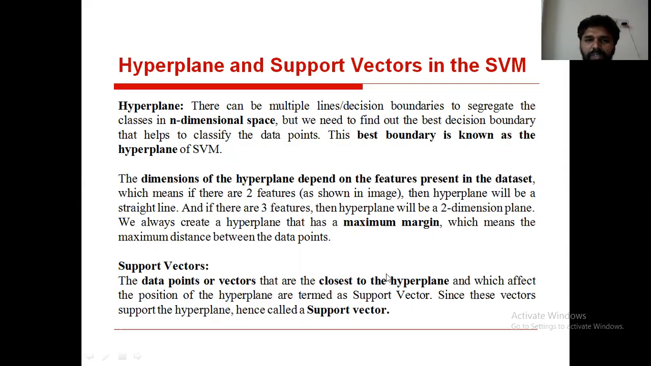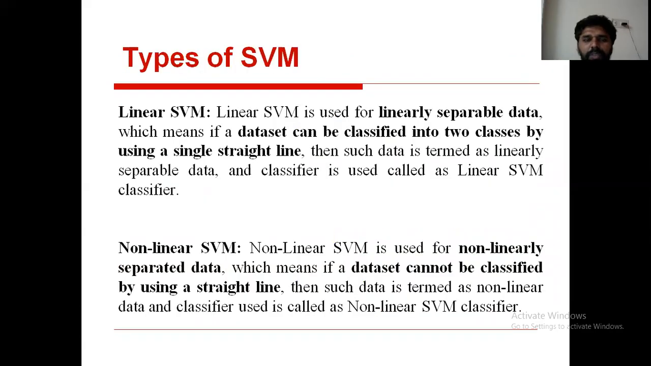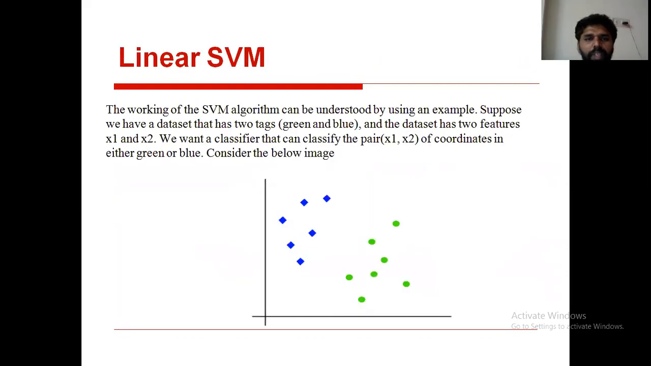Now coming to the next one. In the last video, I already discussed the types of support vector machines. Support vector machines are classified into two types: linear support vector machines and non-linear support vector machines. We will discuss linear support vector machines and non-linear support vector machines with clear diagrams. Now observe this. Linear support vector machines.